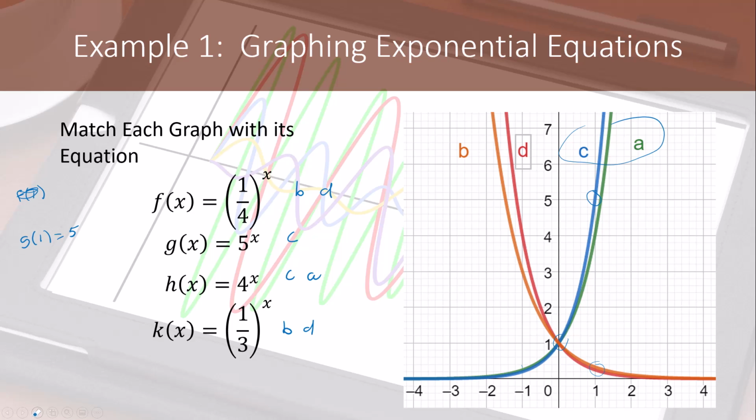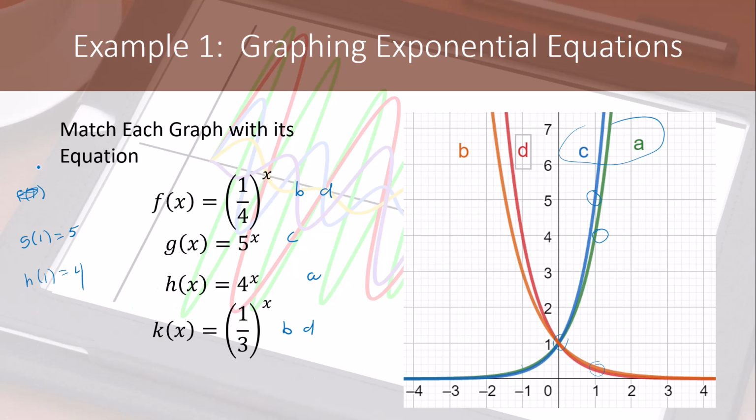So then that implies that the next one would hopefully intersect 4. Let's find out. Here's 1. Go all the way up. There is 4. So A must be the graph of h. So we can get rid of C here. All right, so notice how for the increasing ones, we could use this point. For the decreasing ones, we want to use -1, and the reciprocal of whatever we find on that graph will be equal to the base.